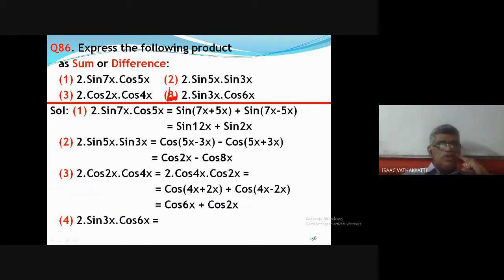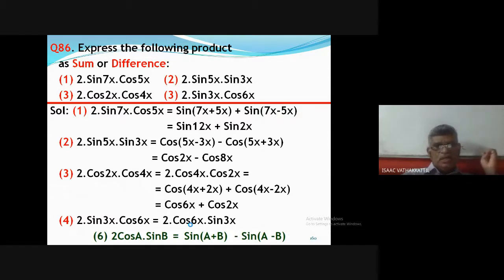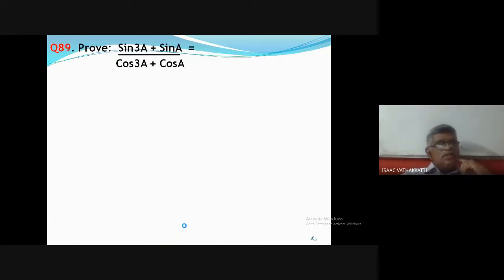Fourth one is 2 sin A cos B, 2 sin 3x cos 6x. But if you write the bigger one, the formula will change, but the ultimate answer will be same. You better write cos 6x first because 6x is bigger. You write this as 2 cos 6x sin 3x. And the formula is 2 cos A sin B is sin A plus B minus sin A minus B. So sin 9x minus sin 3x. Okay? Now let us get a few more.